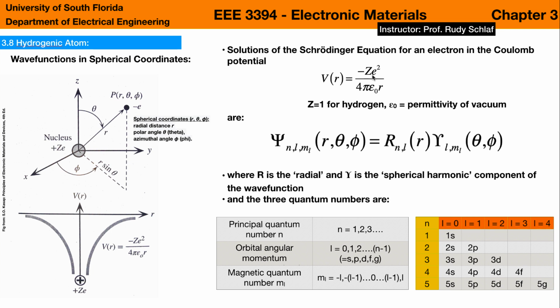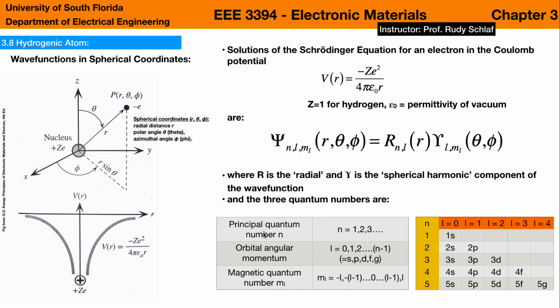The potential that the electron is in is a Coulomb potential around the positively charged nucleus. And that depends on the inverse of the distance r from the nucleus, so that radial distance. The hydrogen atom is Z equal 1, so we just have up here e squared, elementary charge squared. The solutions of the Schrodinger equation are wave functions that have a radial component and a spherical harmonic component. Since it is a three-dimensional problem, we get three quantum numbers.